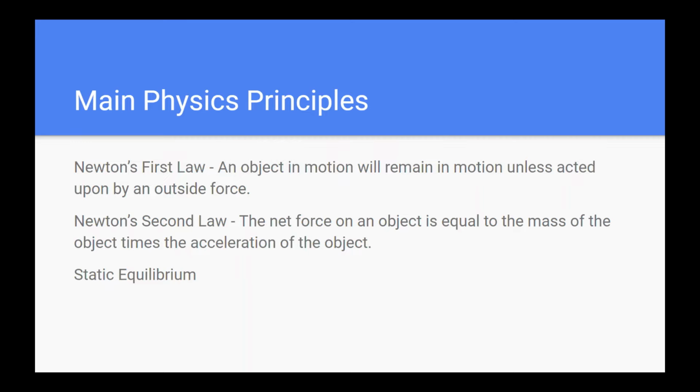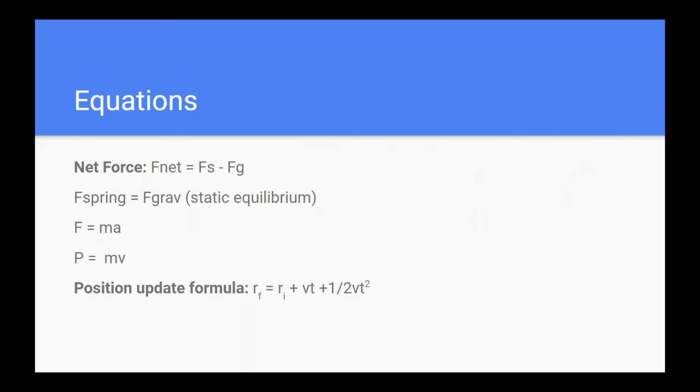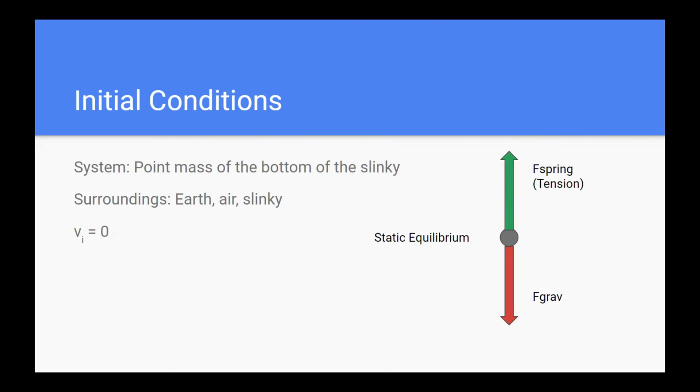In other words, the spring force will be equal to the gravitational force, and the bottom of the Slinky won't move until the Slinky has collapsed. I just explained that the spring force is equal to the gravitational force at static equilibrium. Force equals mass times acceleration, and also momentum equals mass times velocity, and we'll also use the position update formula.